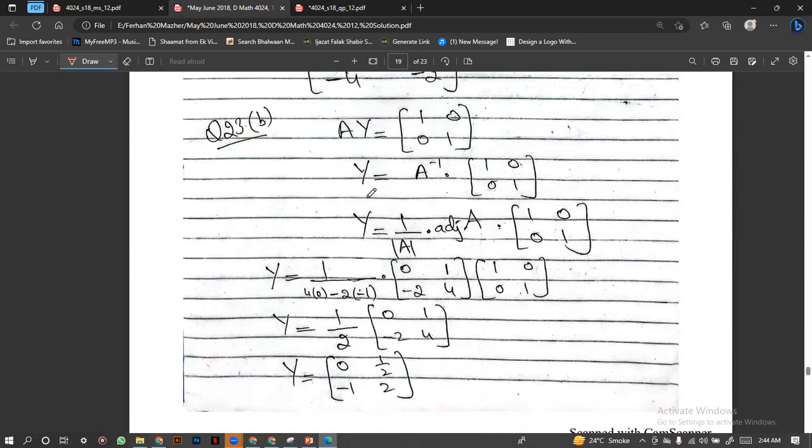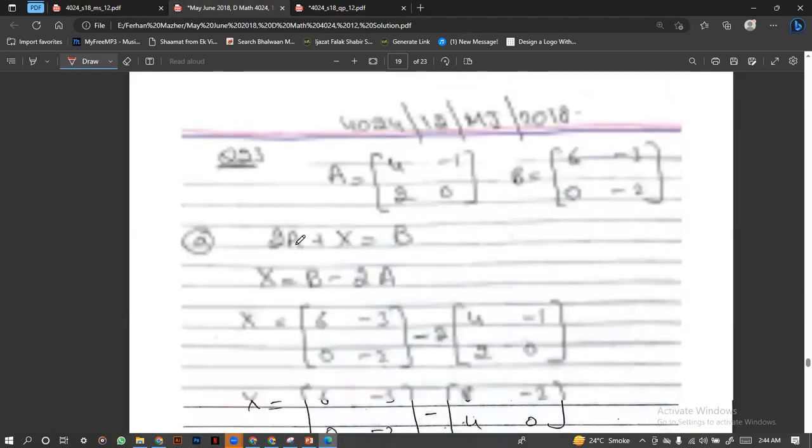So Y will be equal to A inverse into the matrix 1, 0, 0, 1. So I will find the inverse of A. The formula for the inverse of A is 1 by the determinant of A into the adjoint of A. And this determinant, you can find out, the matrix A is this one.